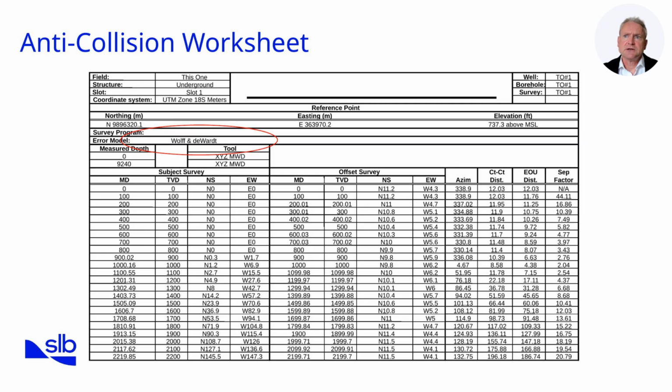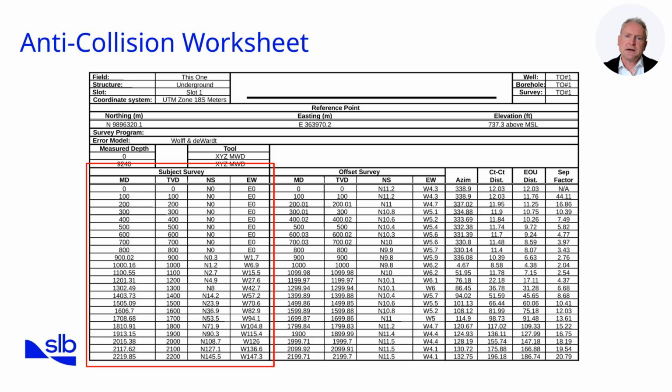Examining the survey sheet, the first detail to note is the header information. Is the slot location and coordinate system consistent with the well program? Next, as highlighted here, is the error model. Note here, circled in red, it reads Wolf and DeWart. This is an outdated error model, which is no longer in use. The error model used today is the ISCWSA error model. If any other error model is displayed, it should be questioned.